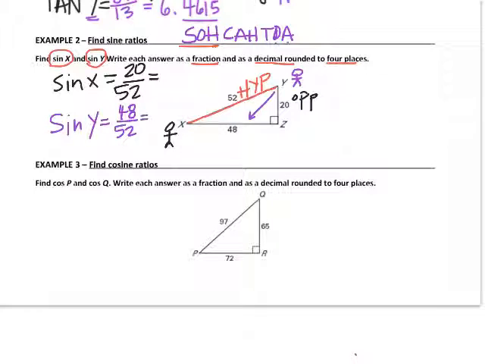20 divided by 52 gives us 0.3846 if rounded properly. And our sine of y, which is 48 divided by 52, is 0.9231. Okay, so the fraction part is the ratio, which is what we're talking about, and the decimal part is just another version of that ratio. Okay, so hopefully you're getting a pretty good view of what these ratios are.